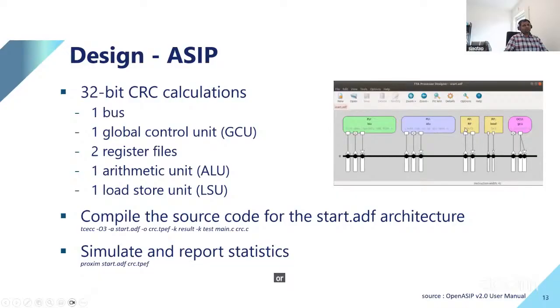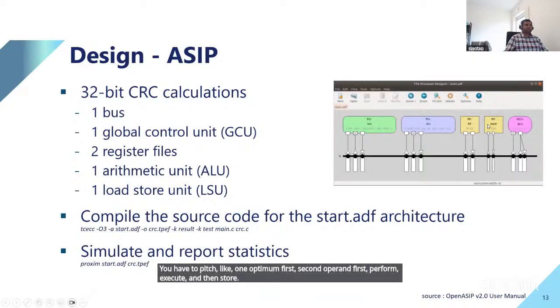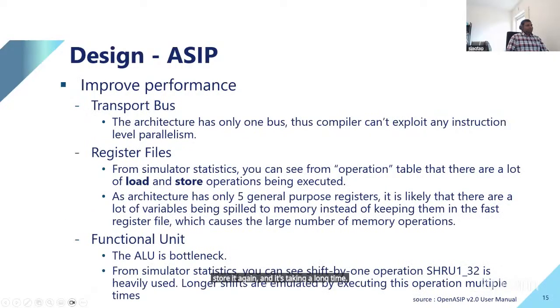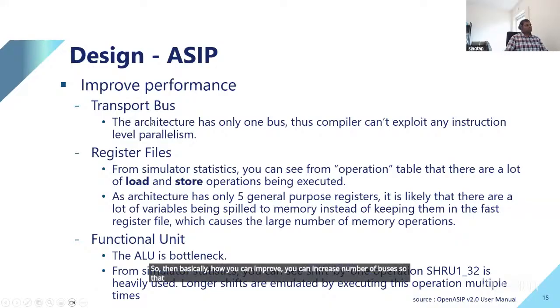Or when your ALU is working, your load store unit cannot really perform. Your ALU can read only one register at a time because you have only one bus. So even if your instruction needs two operands, you have to fetch one operand first, then the second operand, execute, and then store it again, and it takes a long time. So how can you improve? You can increase the number of buses so that it can introduce some parallelism.